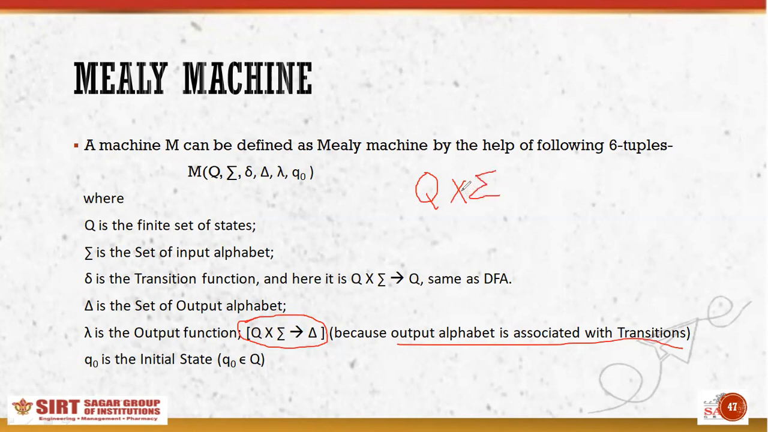But in the last machine, that is the Moore machine, the deciding parameter for output was Q only. That means whatever state there is, we will decide our output alphabet according to that only. But here, we will decide our output alphabet with respect to transitions. So this is the only difference among these two machines, Mealy machine and Moore machine. The only different thing here is the output function. In Moore machine, it is Q maps to delta. In Mealy machine, it is Q cross sigma maps to delta.